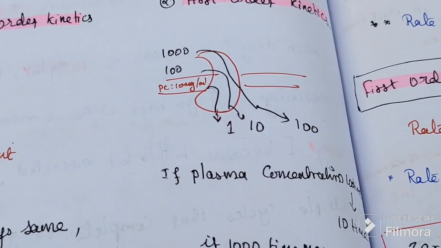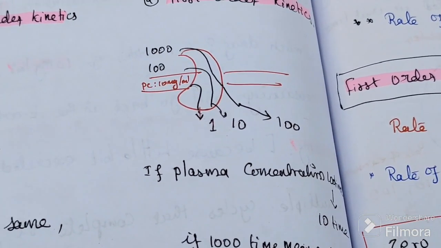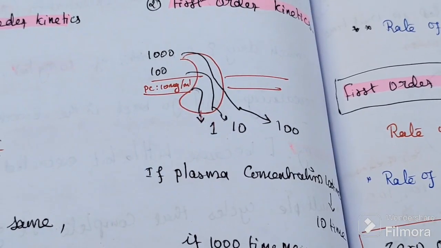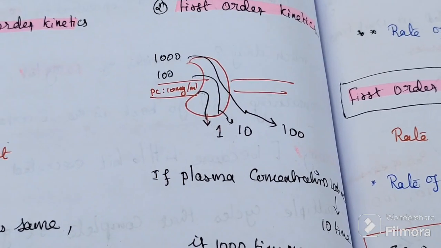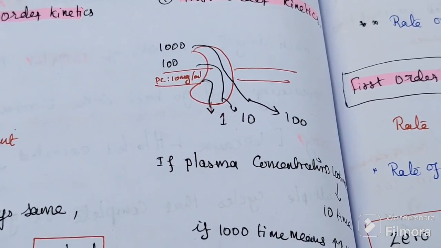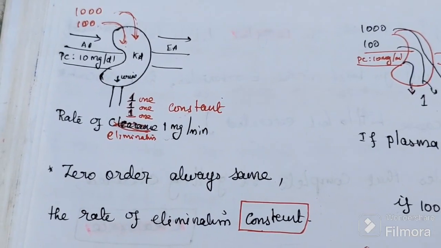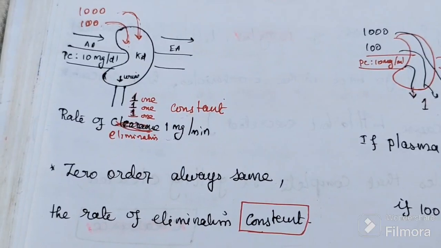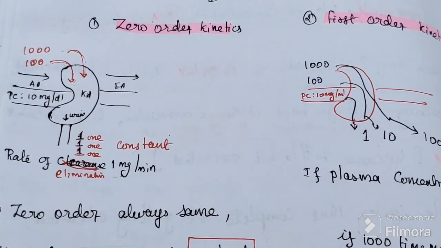What is the rate of excretion in that case? In that case it depends on the order of kinetics. It may be zero order or first order. If it is zero order, whatever the plasma concentration, the rate remains constant, 1, 1, 1.